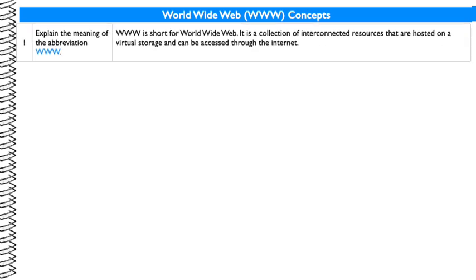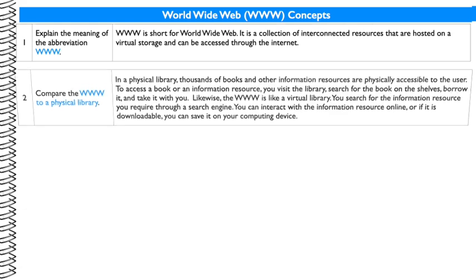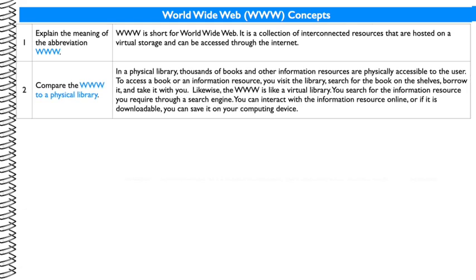Explain the meaning of the abbreviation www. www is short for World Wide Web. It is a collection of interconnected resources that are hosted on a virtual storage and can be accessed through the Internet. Compare the www to a physical library.